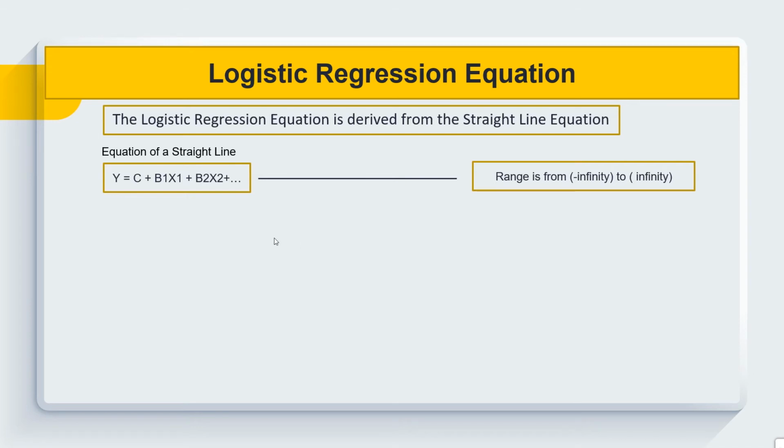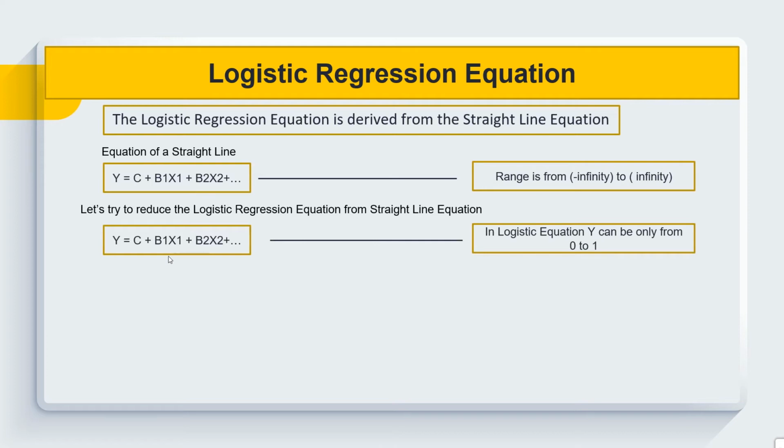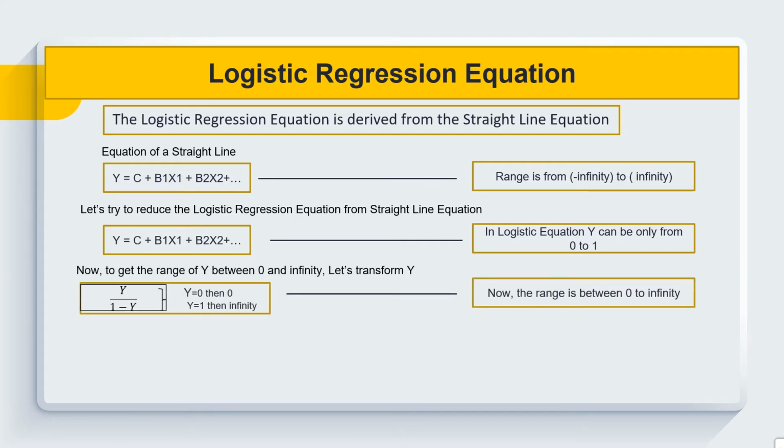But in our case, the logistic equation, the value which we need to predict, or you can say the y value, can have the range only from 0 to 1. So in that case, we need to transform this equation. And to do that, what we have done is we have just divided the equation by 1 minus y. So now y is equal to 0.